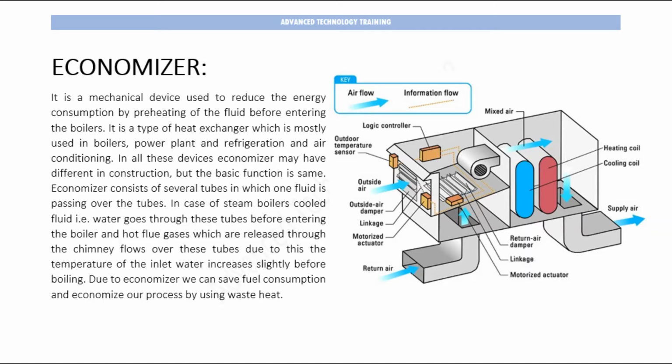Economizer. It is a mechanical device used to reduce the energy consumption by preheating of the fluid before entering the boilers. It is a type of heat exchanger which is mostly used in boilers, power plants, and refrigeration and air conditioning. In all these devices, economizers may differ in construction, but the basic function is same.